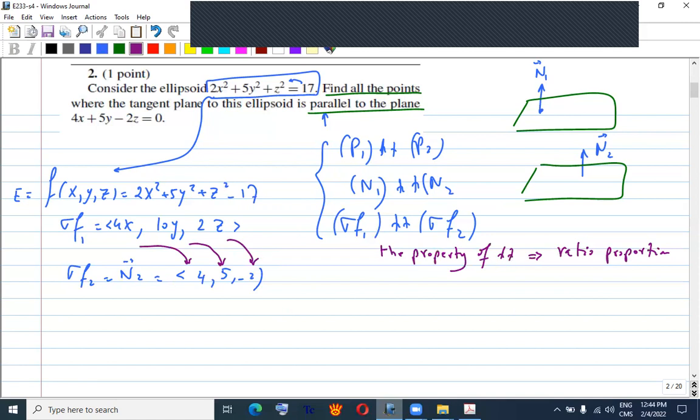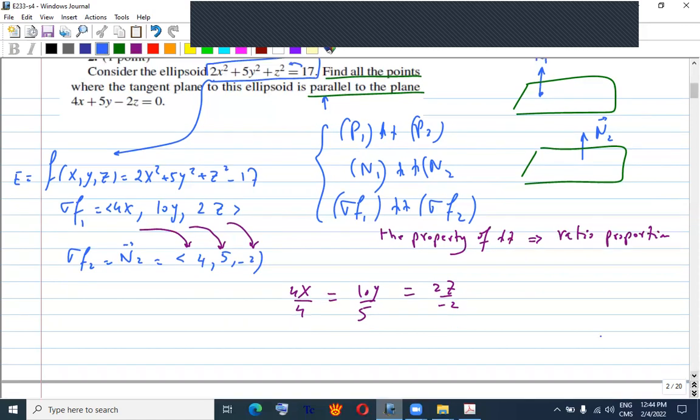So 4x over 4 equals 10y over 5 equals 2z over minus 2. Now we didn't get a value, but you got the relations.